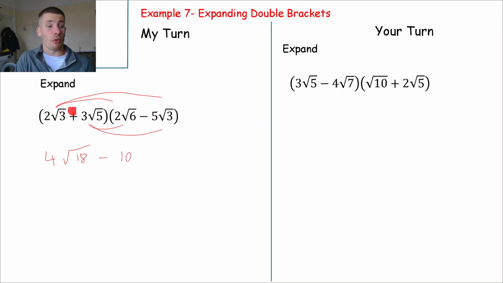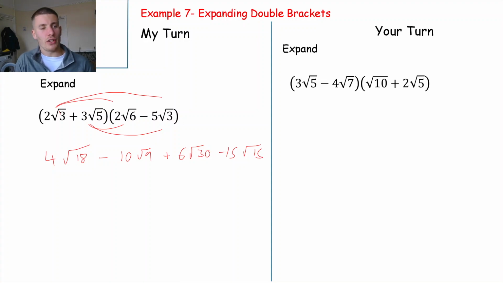Root 3 times root 3 is equal to root 9, so 10 root 9. You've then got 3 root 5 times 2 root 6. 3 times 2 is plus 6. You've got a root 5 times a root 6, which is going to be root 30, so root 30. You've then got 3 root 5 times a negative 5 root 5, or 3 times negative 5 is negative 15. You've then got a root 5 times a root 3, which is root 15.